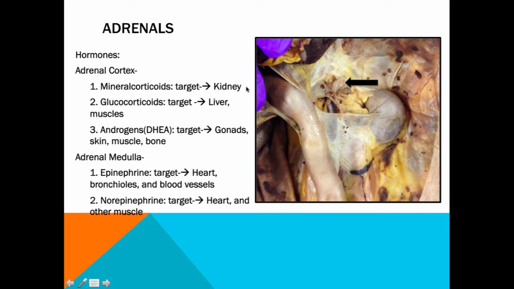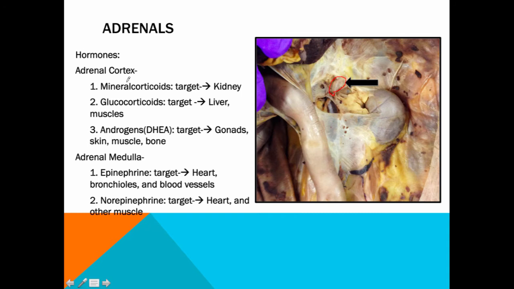Then you have the adrenals. Another picture of the cat. The adrenals are sometimes referred to as suprarenal and are not as close to the kidneys as they are in the human. So right here would be the adrenal gland, sort of farther away. So it's suprarenal. So here's the adrenal gland.